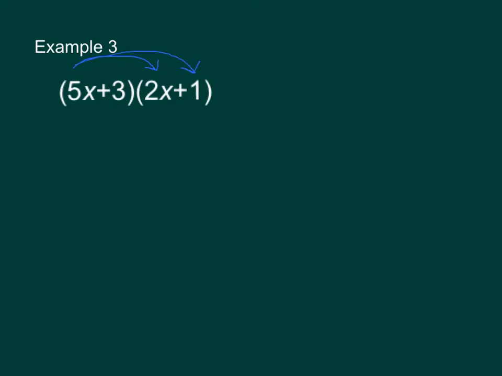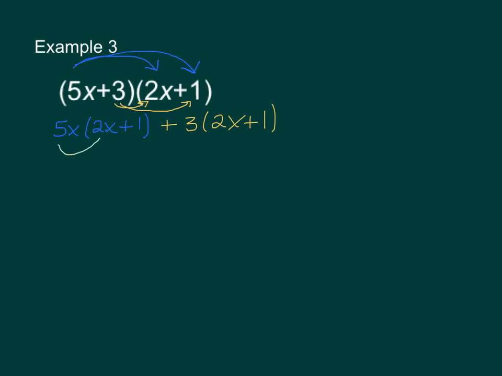So I can rewrite this problem as 5x times 2x plus 1. And then I'm going to do the same thing with the 3. I'm going to multiply and distribute that to each term in there. Now it's a plus 3, so in this part I'm going to write plus 3 times 2x plus 1. Now what I want to do is just multiply this out.